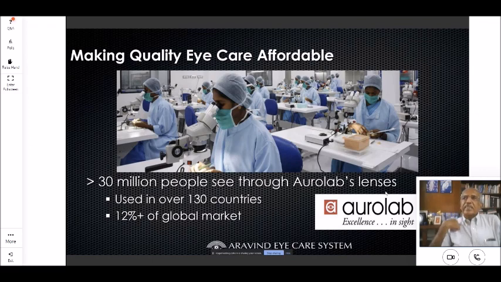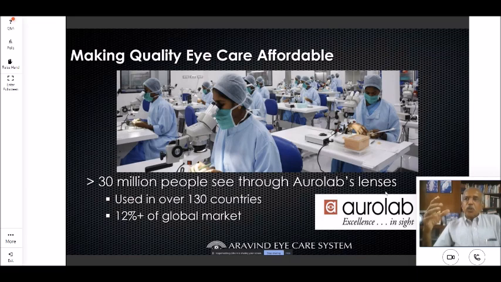So we set up a factory and started making lenses of the same quality as those made in the US, in fact better quality. I say this because, unknown to us at that point of time, a few people bought our lenses from the market, I think largely to discredit us. They took them to the US and had the US FDA labs analyze them. The scientist who analyzed them later published a paper saying the poorest amongst the Aurolab lenses compares favorably with the commercially sold lenses in the US, which was an incredible certification.